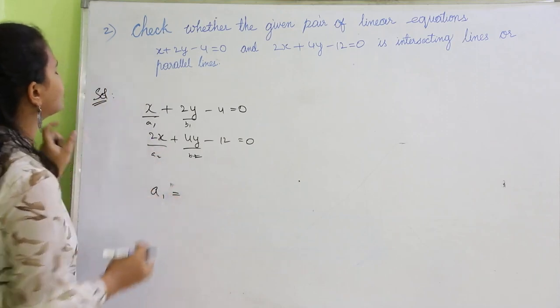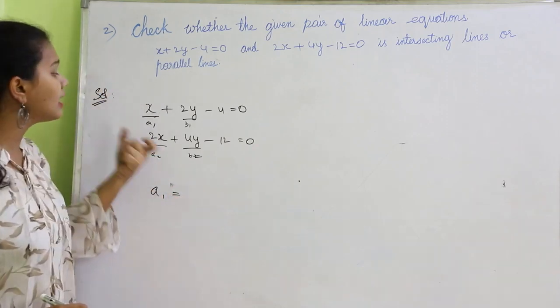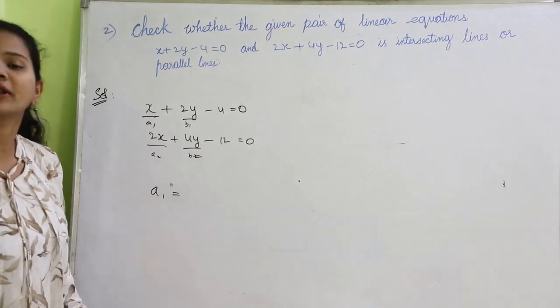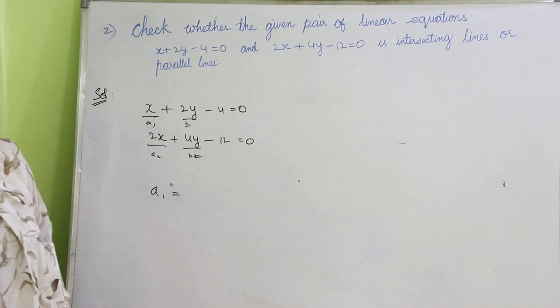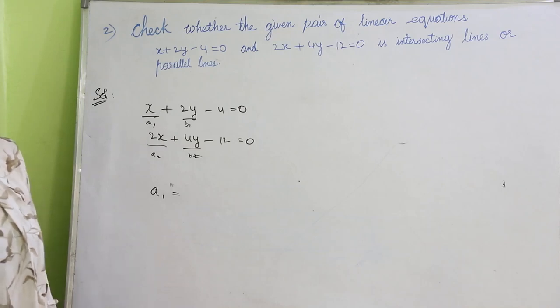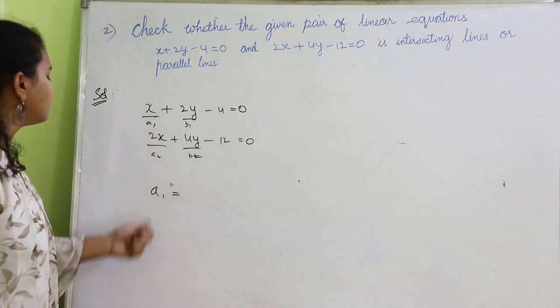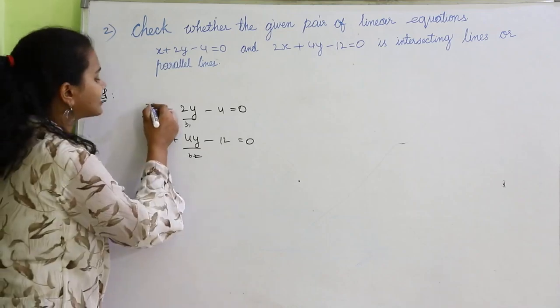Where a1 equals, here in this one we should consider only the constant numbers. Consider only the constants, the numbers. Don't consider the variables. So here where a1 equals, here I have got x.